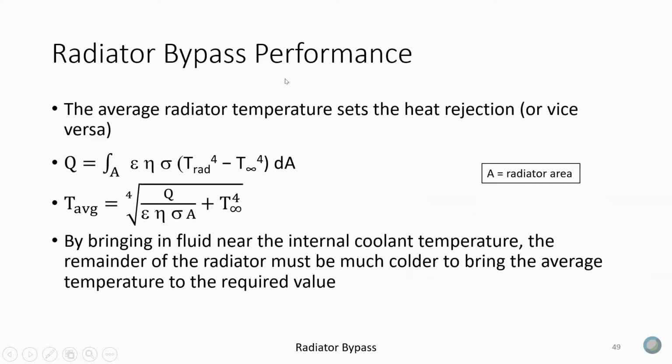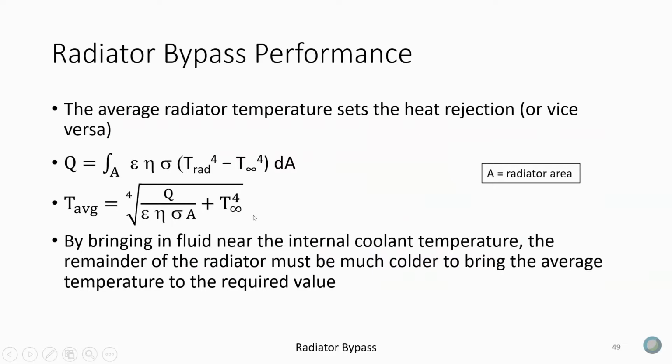So this is what happens when you do radiator bypass, which is what we did on Apollo, on shuttle, on space station. But why does that happen? It's because it's the average radiator temperature that's setting the heat rejection.